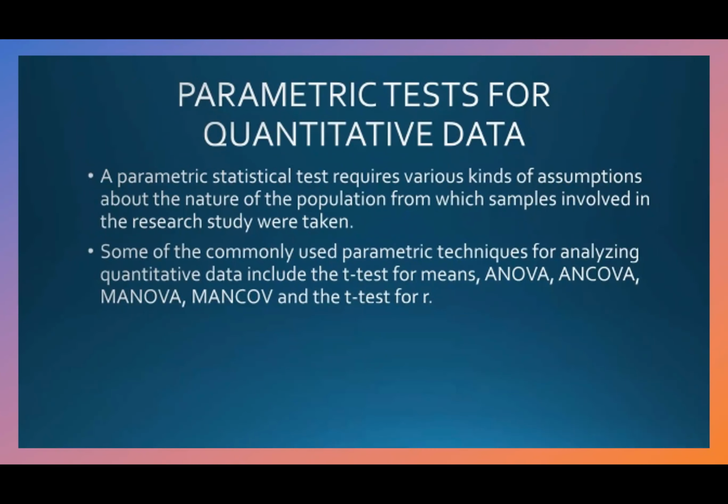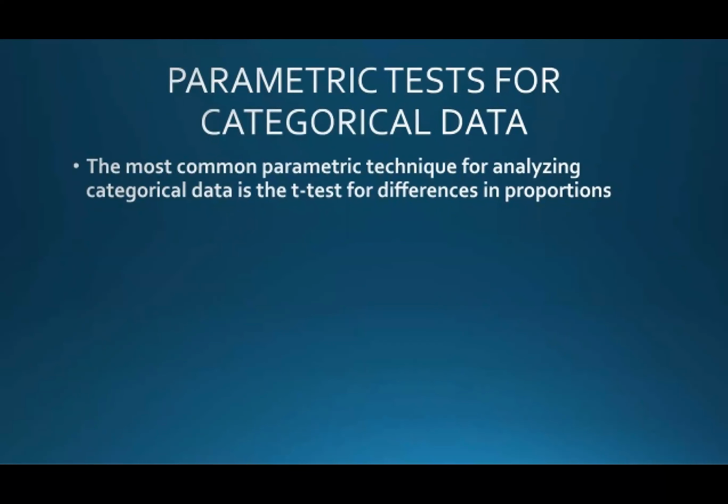Parametric tests for quantitative data. A parametric statistical test requires various kinds of assumptions about the nature of the population from which the samples involved in the research study were taken. Some of the commonly used parametric techniques for analyzing quantitative data include the t-test for means, ANOVA, ANCOVA, MANOVA, MANCOVA, and the t-test for r. Parametric test for categorical data. The most common for analyzing is the t-test for difference in proportions.